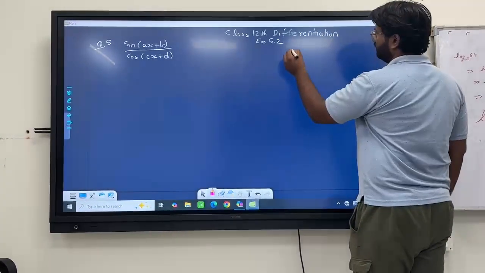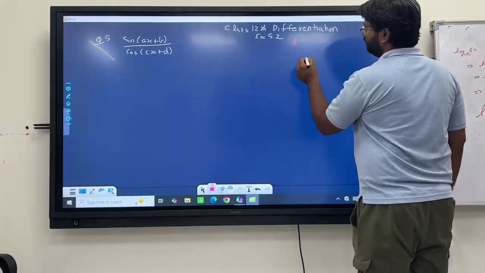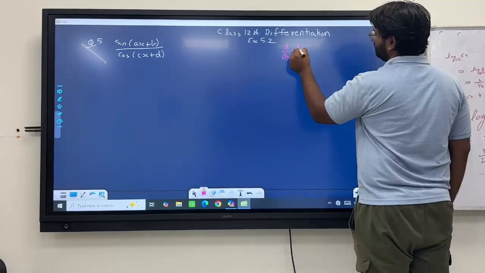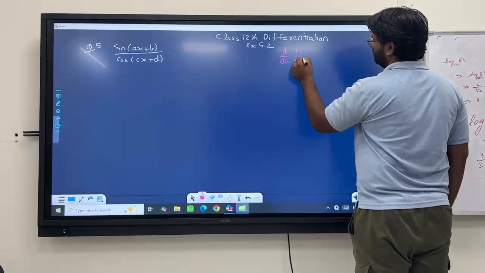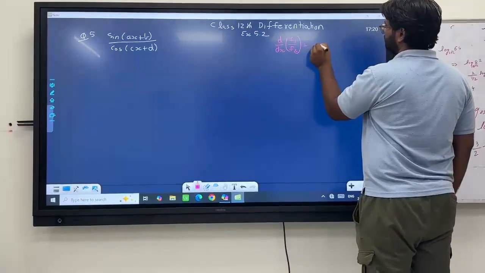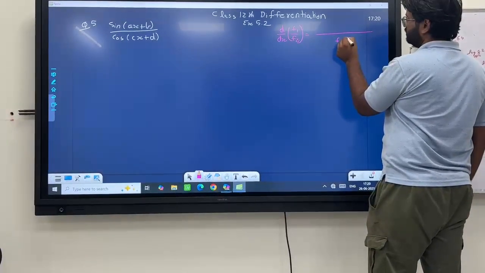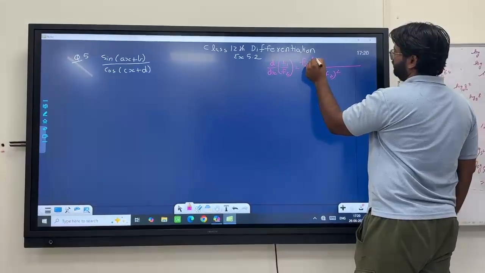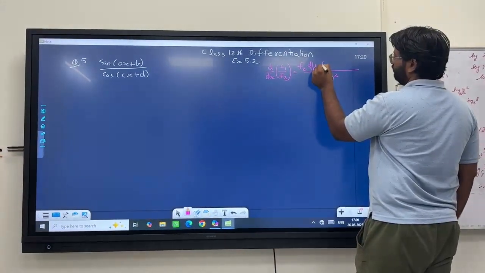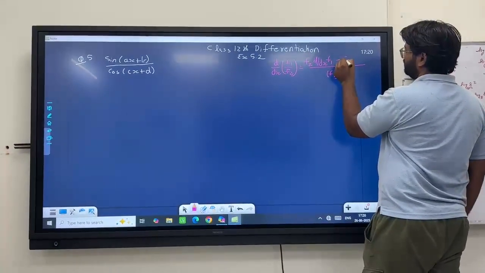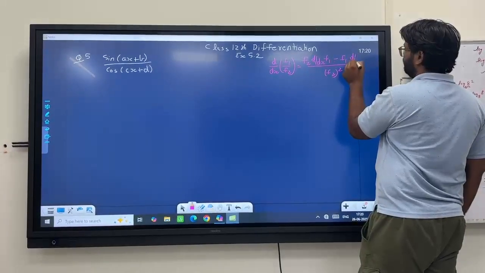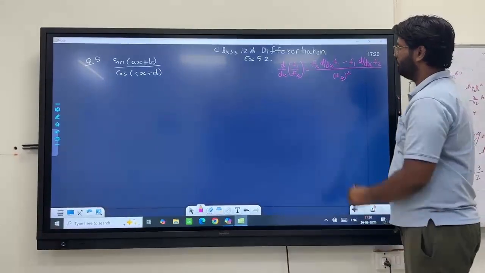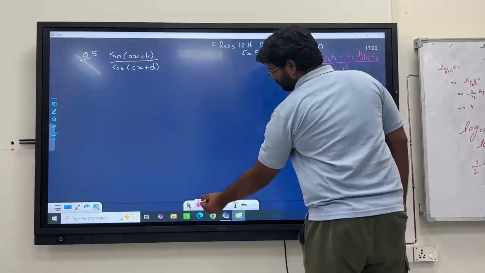It is when we are given two functions in the form of numerator and denominator, that is d by dx of first function upon second function. If we have any question in this form, the formula is square of the second function, differentiation of first function minus first function, differentiation of second function. Now we will apply this formula in this question. So let's start.